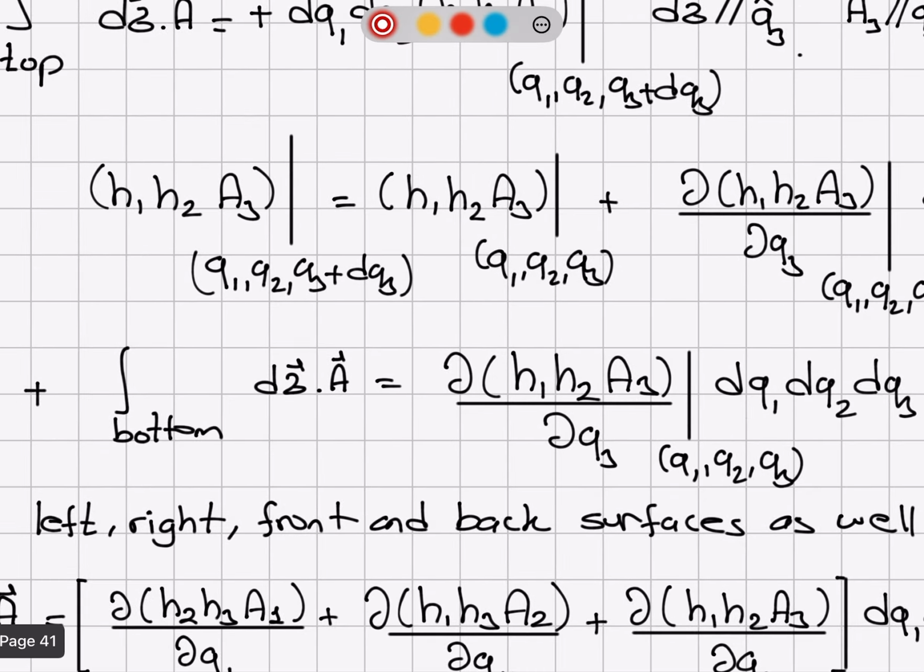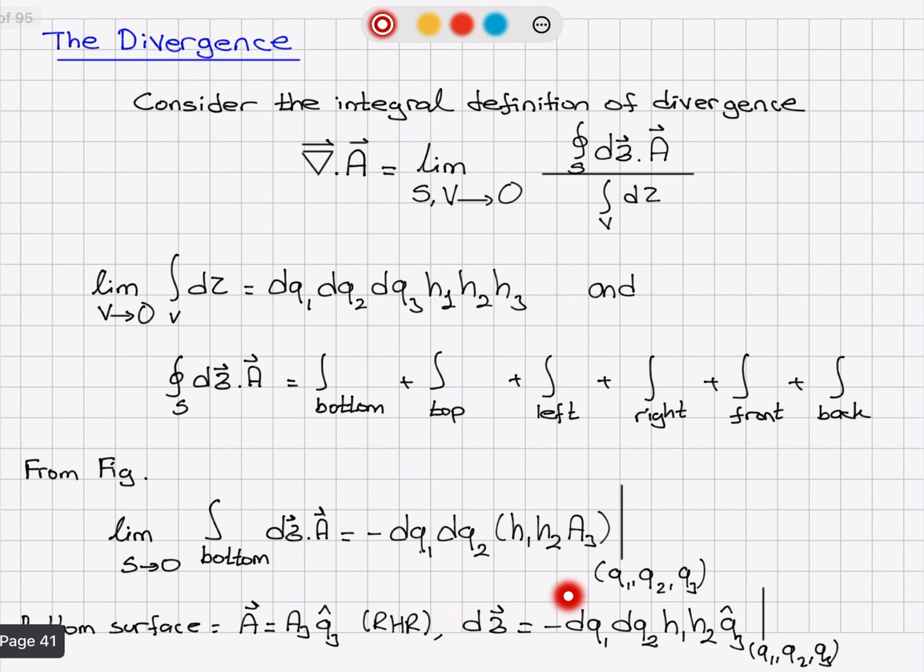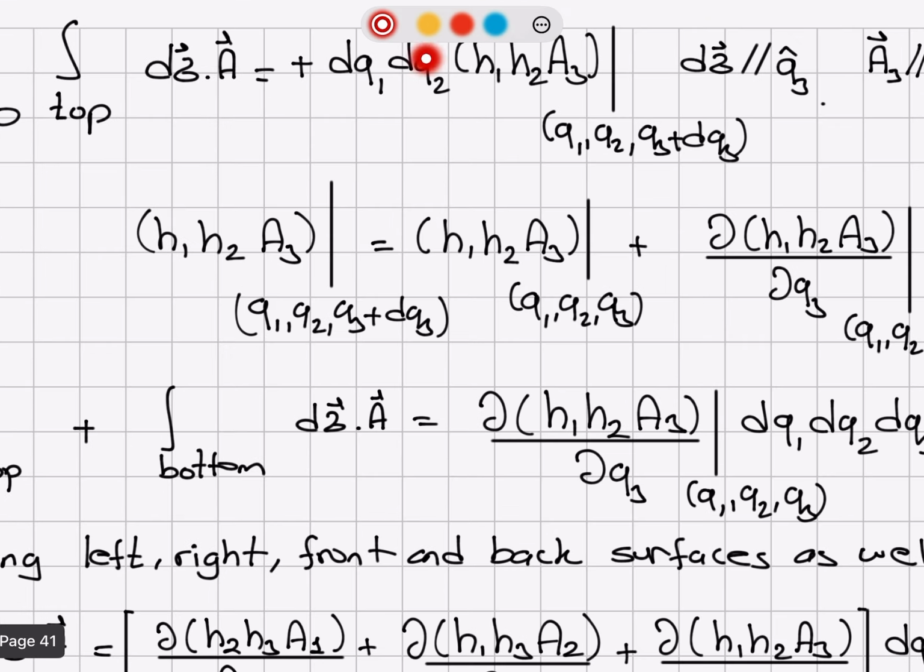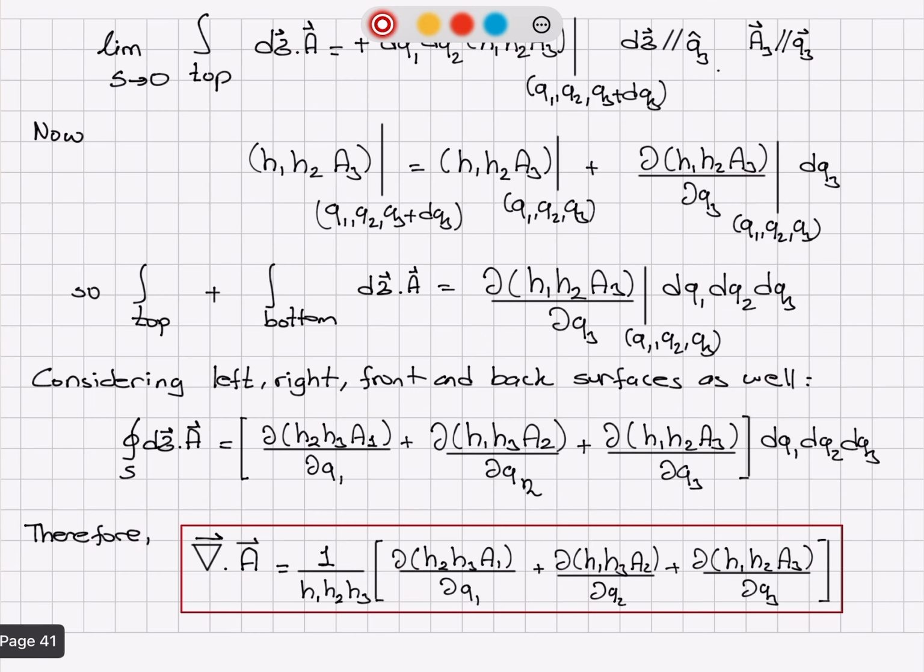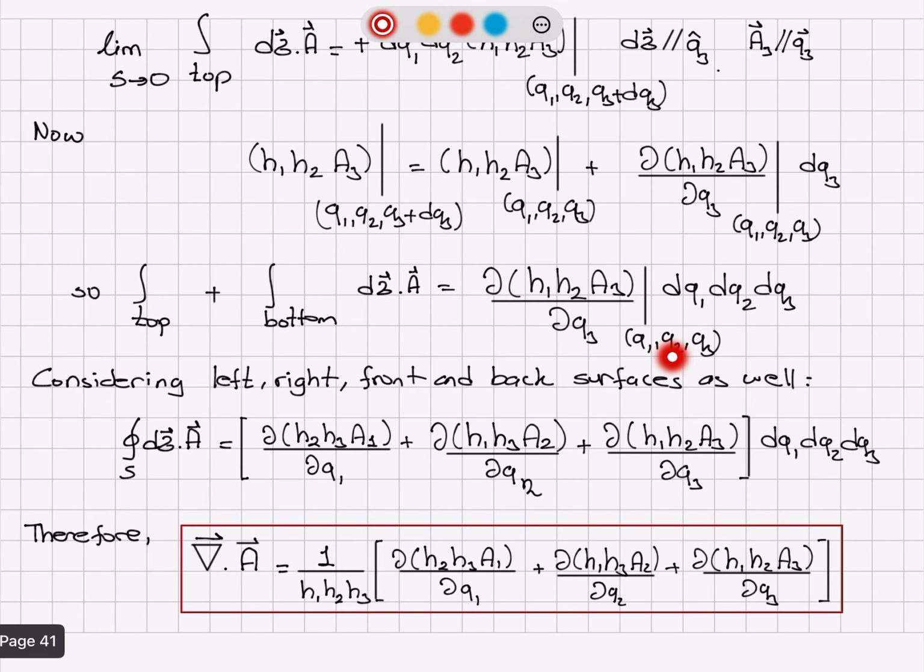So putting the top and bottom together, I have minus dQ1, dQ2, H1, H2, A3 from the bottom, and plus dQ1, dQ2, H1, H2, A3 from the top. So this is going to give me a cancellation, and this partial derivative times dq3, dq1, dq2 is left out. So this is going to be the end result.